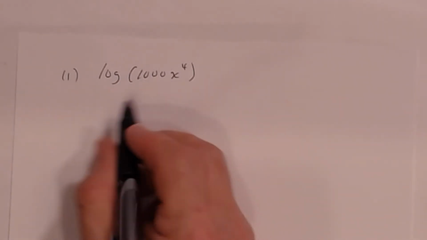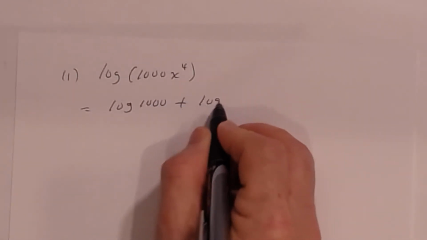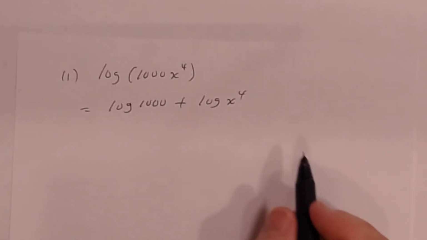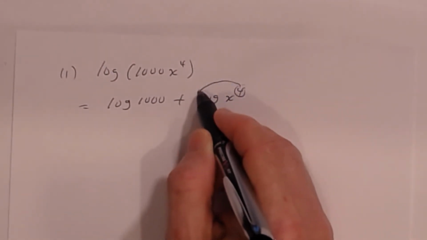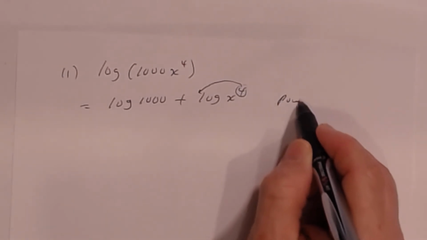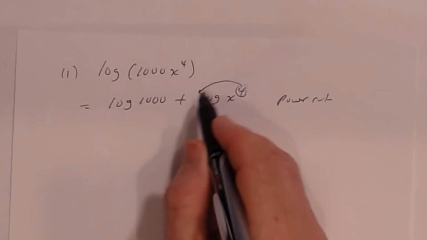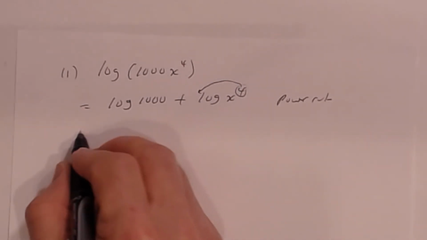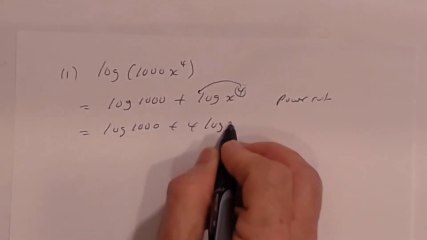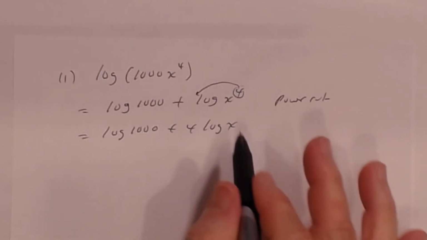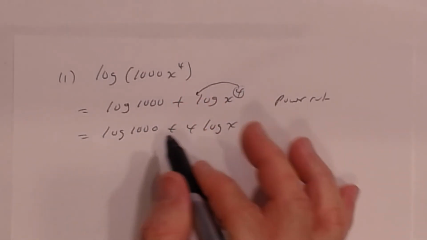I'm going to use the product rule first. So it becomes the log of 1,000 plus the log of x to the 4th. Just like the previous problem, I can also at this point use the power rule. I'm going to take this exponent right out in front. So that's expanding. Using the power rule is expanding. So I get the log of 1,000 plus 4 log of x. Again, if you leave it like this, you'll get most of your points, but you're not going to get all of it.